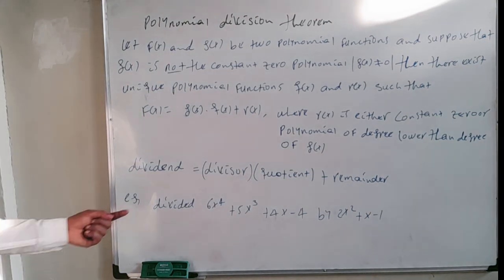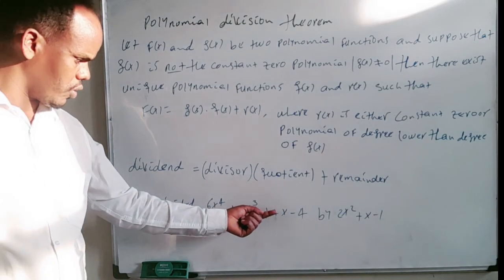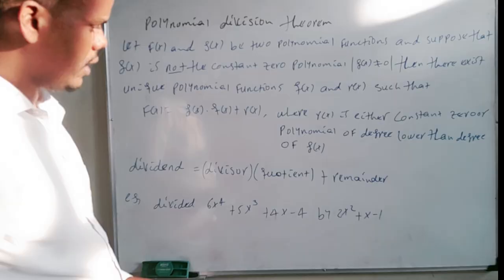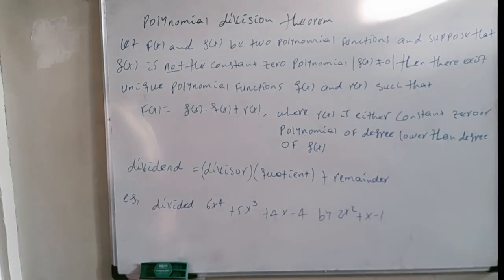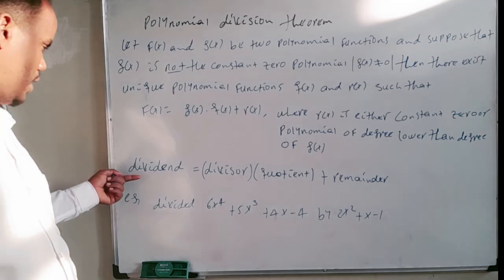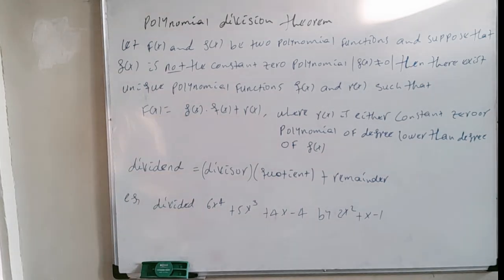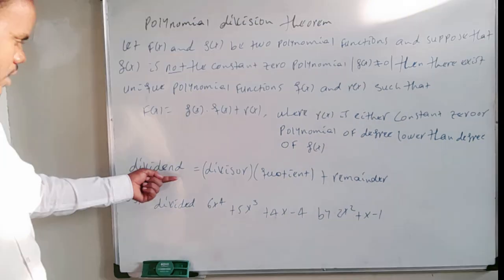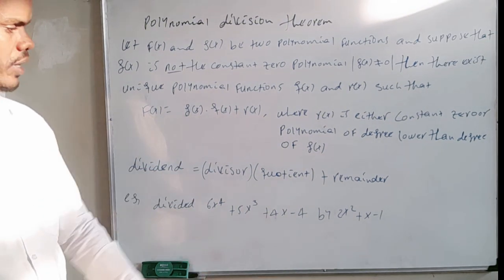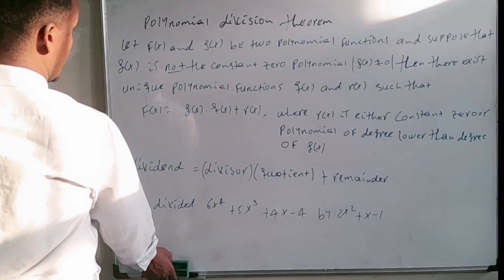Okay, for example, divide 6x to the power 4 plus 5x to the power 3 plus 4x minus 4 by 2x squared plus x minus 1. Then what will be the equation? That means we rewrite it as dividend equals divisor times quotient plus remainder.